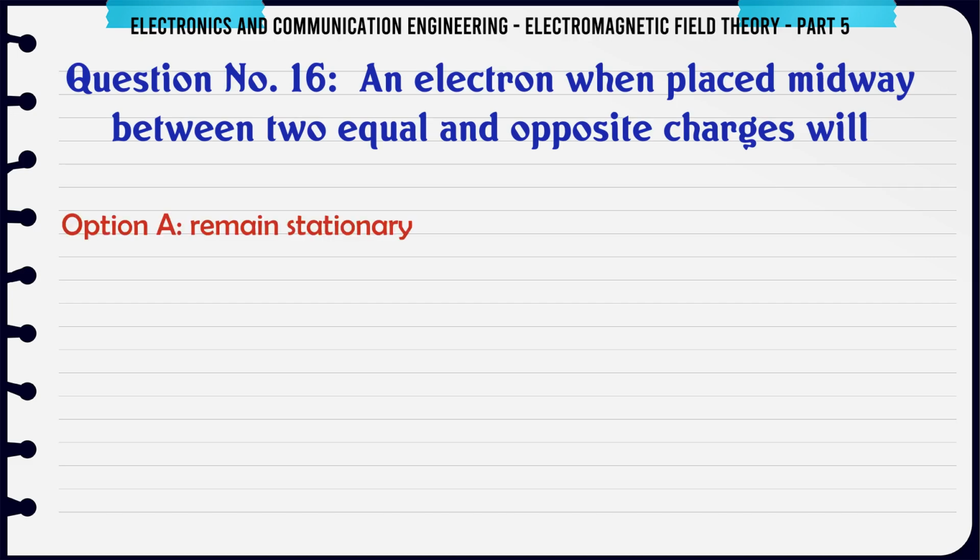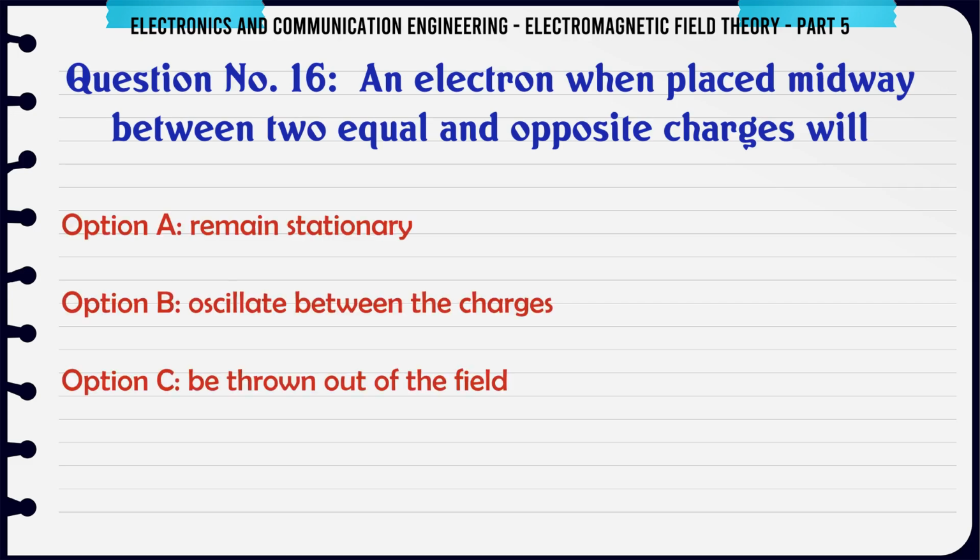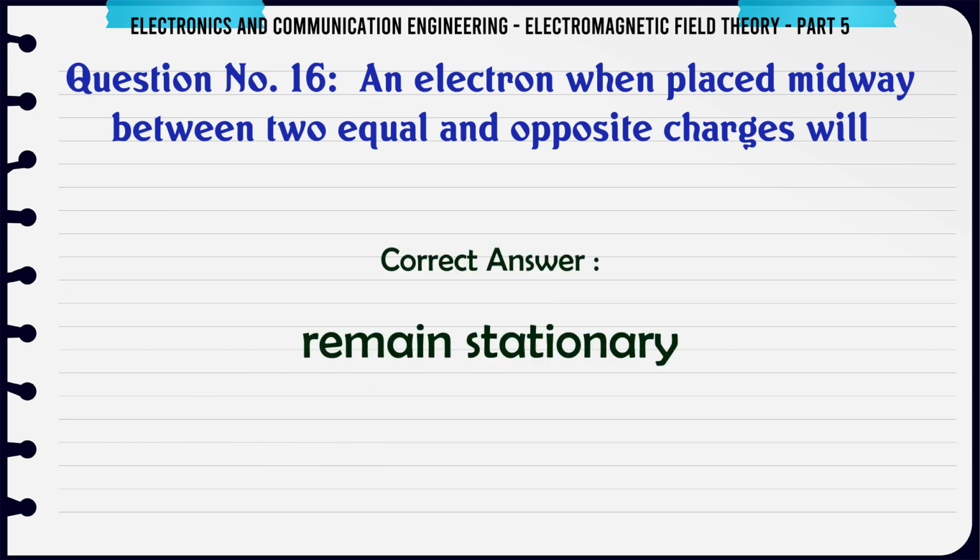An electron when placed midway between two equal and opposite charges will A. remain stationary. B. oscillate between the charges. C. be thrown out of the field. D. spin in the field. The correct answer is remain stationary.